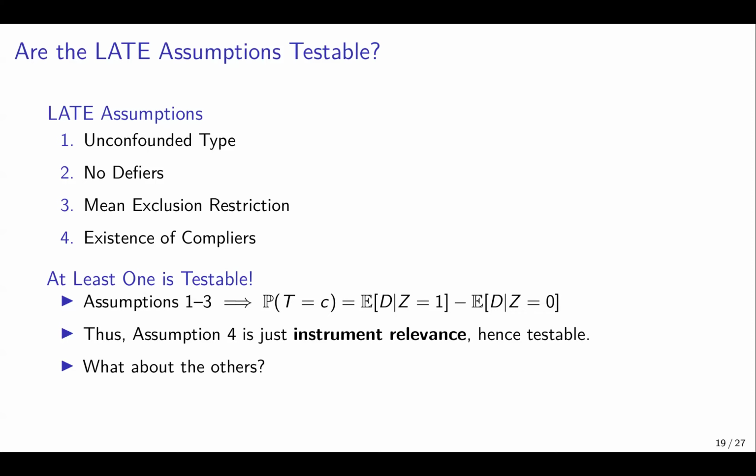Hence, that's testable. We can just see whether there's more take-up among the folks who were offered the Moving to Opportunity voucher compared to those who weren't. All right, so we can test something, but we already knew that we could test instrument relevance in the textbook model. The trouble is, in the textbook model, we learned we couldn't test instrument exogeneity. So what about these other assumptions, 1, 2, 3? Can we test them in the LATE model? Maybe it seems like the answer must be no.